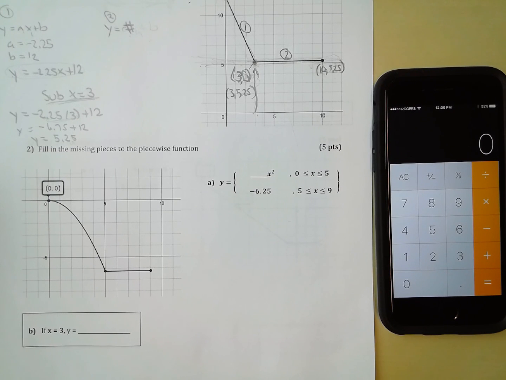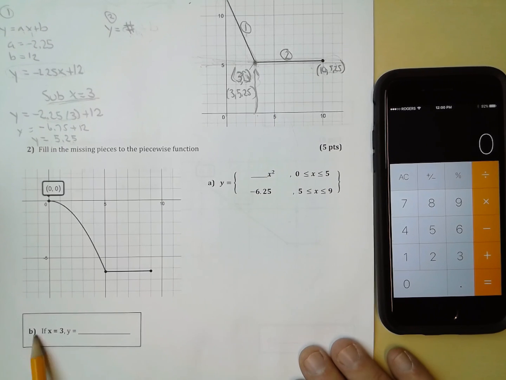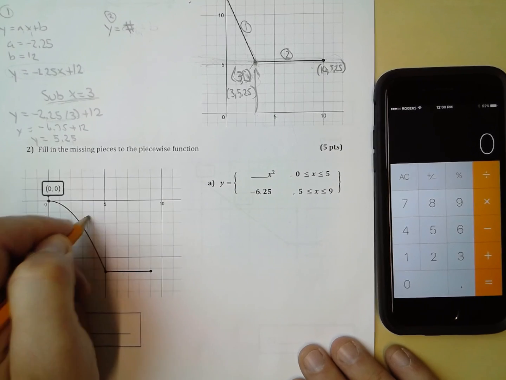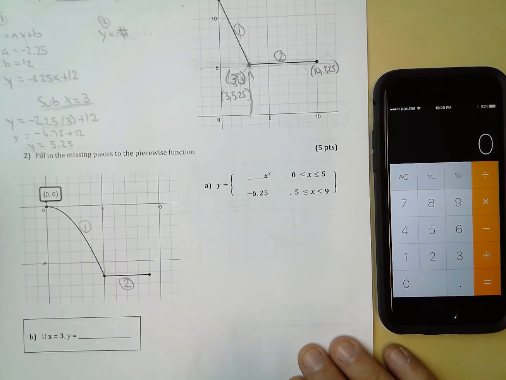Okay, piecewise pretest question number 2. Fill in the missing pieces to the piecewise function. Again, very straightforward, and then we have an extra question down here at the bottom. So you can see I have function 1 right here, and I have function 2 right over here.